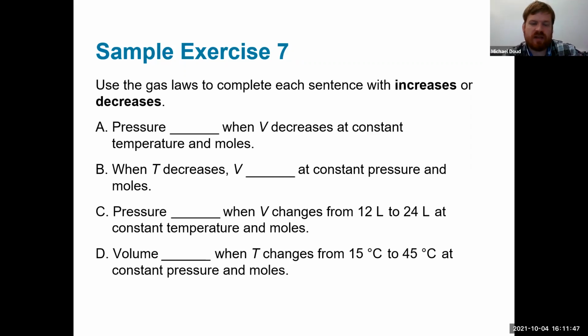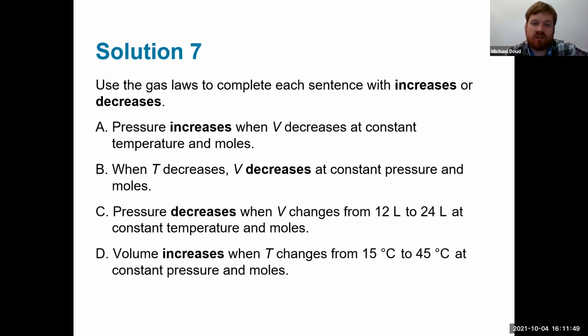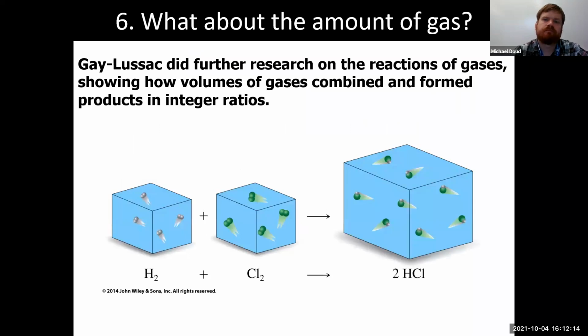Okay, let's go ahead and take a look. So pressure increases when volume decreases at constant temperature and moles. When temperature decreases, volume decreases at constant pressure and moles. Pressure decreases when volume changes from 12 liters to 24 liters, and then finally, volume increases when temperature changes from 15 to 45 degrees Celsius.